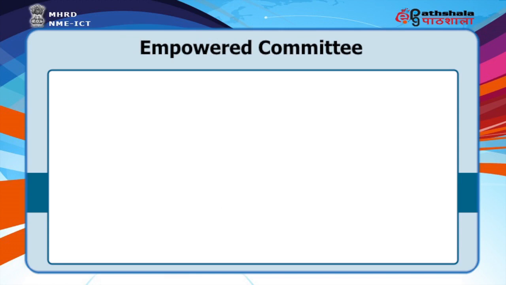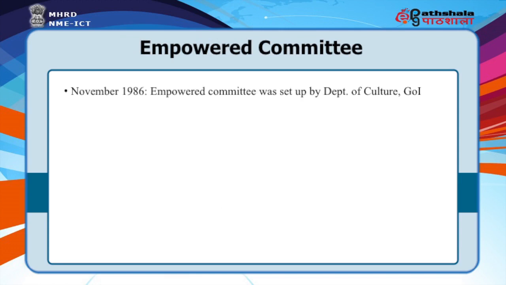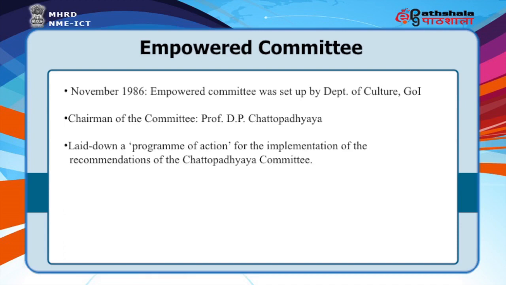Empowered Committee. The Department of Culture, Government of India appointed an Empowered Committee in November 1986, again under the chairmanship of Professor D.P. Chattopadhyaya, to lay down a program of action for the implementation of the recommendations made in the policy statement. This committee submitted its report in April 1988.